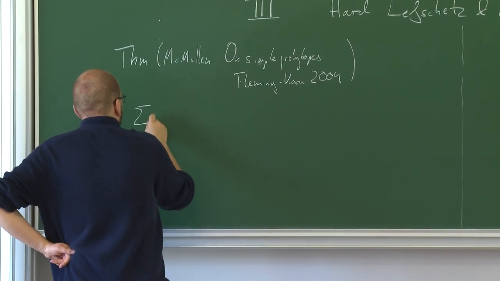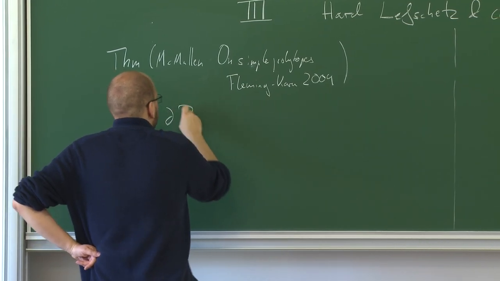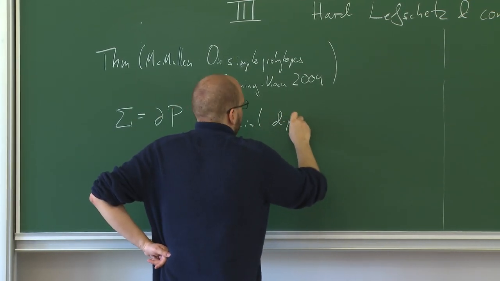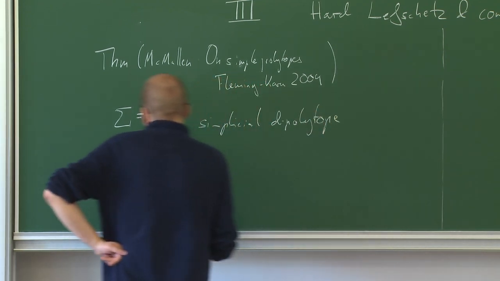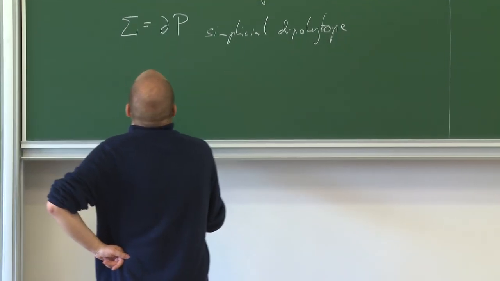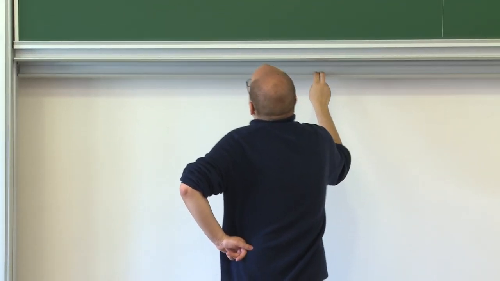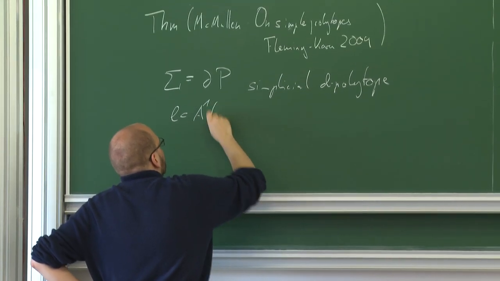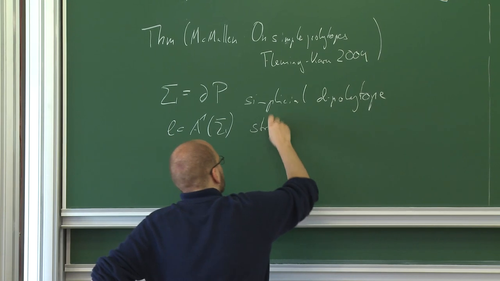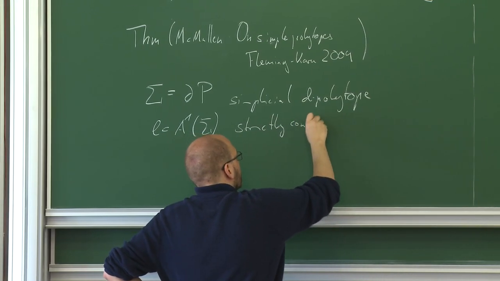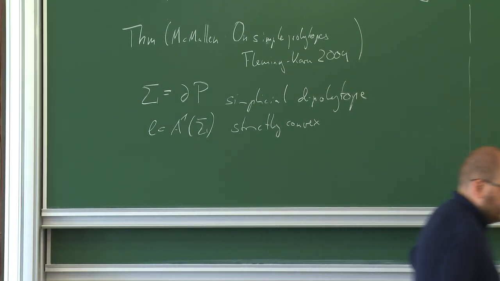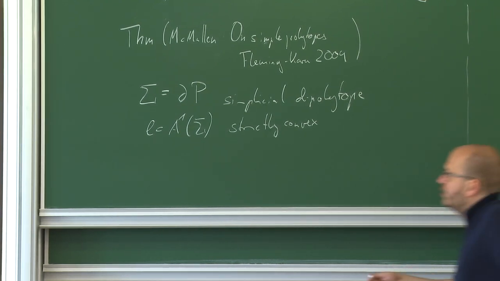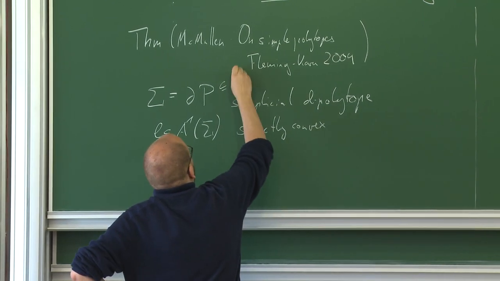We have sigma, the boundary of P, a simplicial d-polytope. And then maybe I can actually use both in a parallel way. And L in A1 of sigma, convex. Remember that this geometry immediately implies that we have some linear system of parameters associated to the embedding of P into R^d.